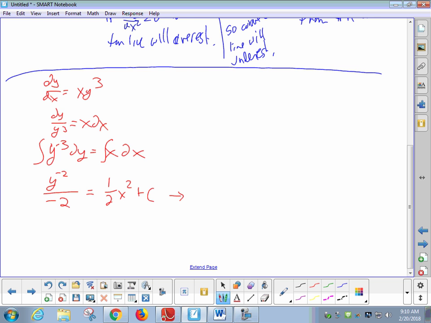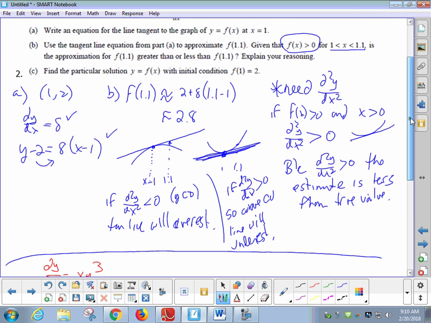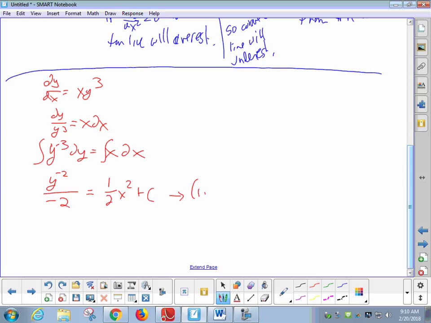Here's the initial condition. What is the point? 1, 2? If I put 1, 2 in, then I get 2 to the negative 2 over negative 2 equals 1/2 plus c. What a stinking mess. What does 2 to the negative 2 over negative 2 equal? Negative 1/8. Negative 1/8 minus 1/2 equals c. So c is negative 5/8. Do you agree?